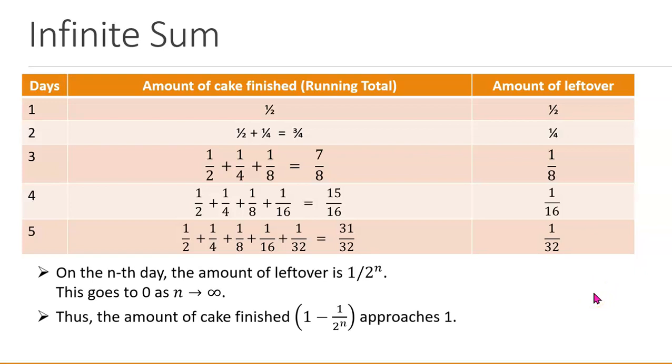We can write the general formula. So on the nth day, the amount of leftover is 1/2 to the n. And now it's becoming clear that when n goes to infinity, 2 to the n goes to infinity as well. And when you divide 1 by that number, it goes to 0. That's the amount of leftover. So the amount of cake finished is 1 minus leftover. So since leftover goes to 0, the amount of cake finished approaches 1. Okay.